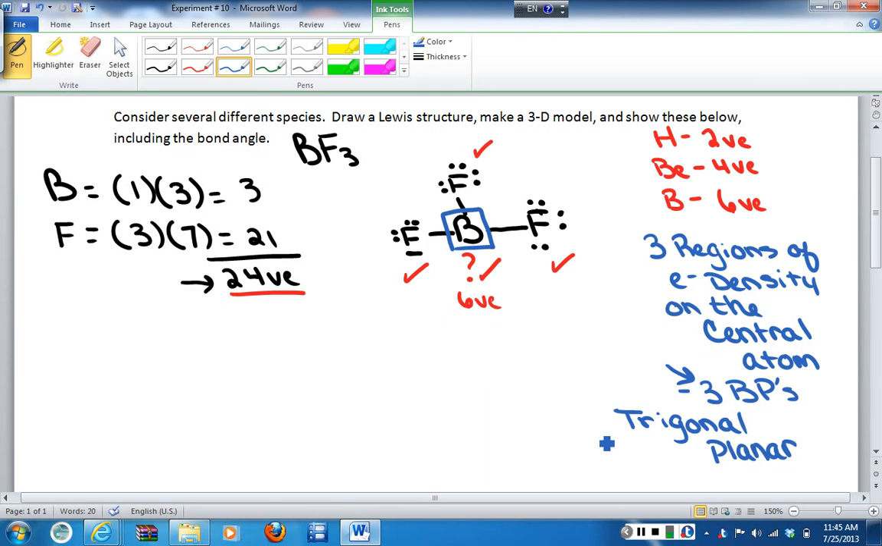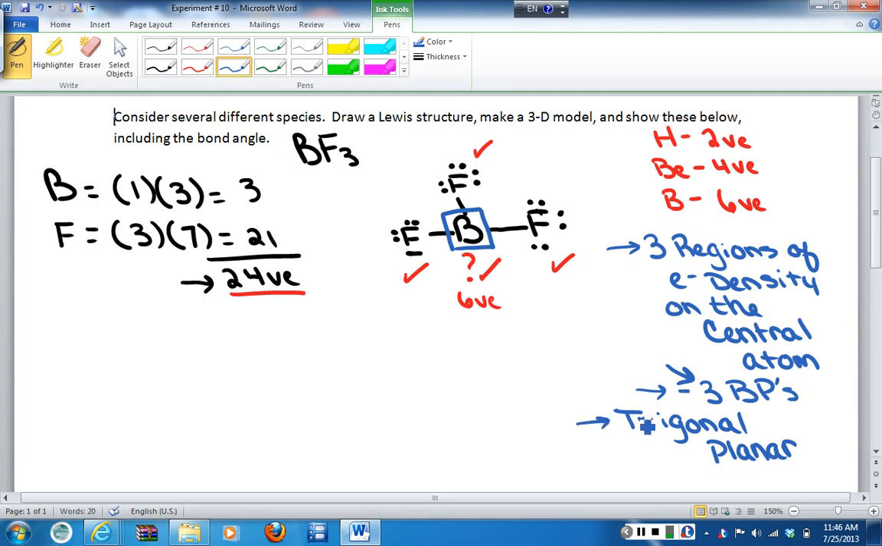And planar indicates that the molecule is flat. So with this particular molecule, we have to draw this flat, and we have to indicate that all of the fluorines are in the same plane. All of the boron-fluorine bonds are in the same plane. So when drawing the 3D model, you look at the central atom, and determine how many regions of electron density are on that central atom. Then you look to see what type of electron density is present, and you narrow down the geometry from there.